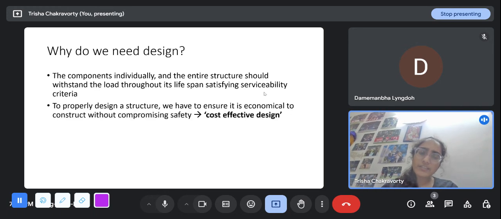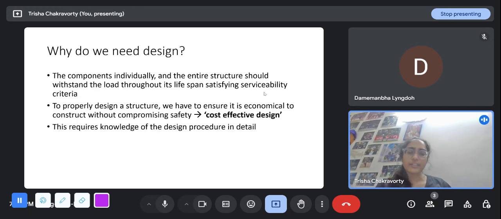And to properly design a structure, we have to ensure that it is economical to construct without compromising safety. This is the most crucial part. We have to strike a balance between safety and economy. So we need cost effective design, and for that we have to have a good knowledge about the design procedure and all the ways we can utilize the material properties or the material behavior.